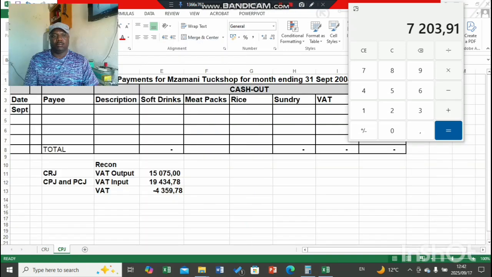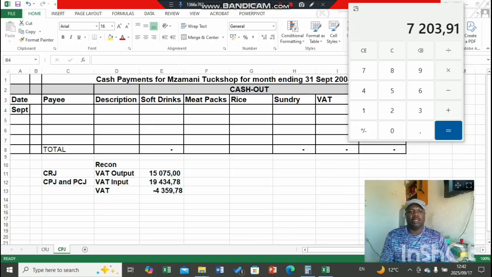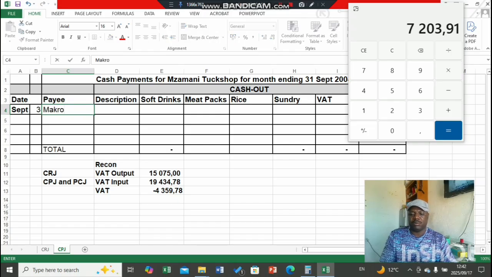Lovely. Now we turn to the payment side, still running with our entrepreneur Mzamani. Suppose on the 3rd of September, Mzamani went to Macro and bought soft drinks for cash. And how much did he spend? Mzamani spent 12,000.